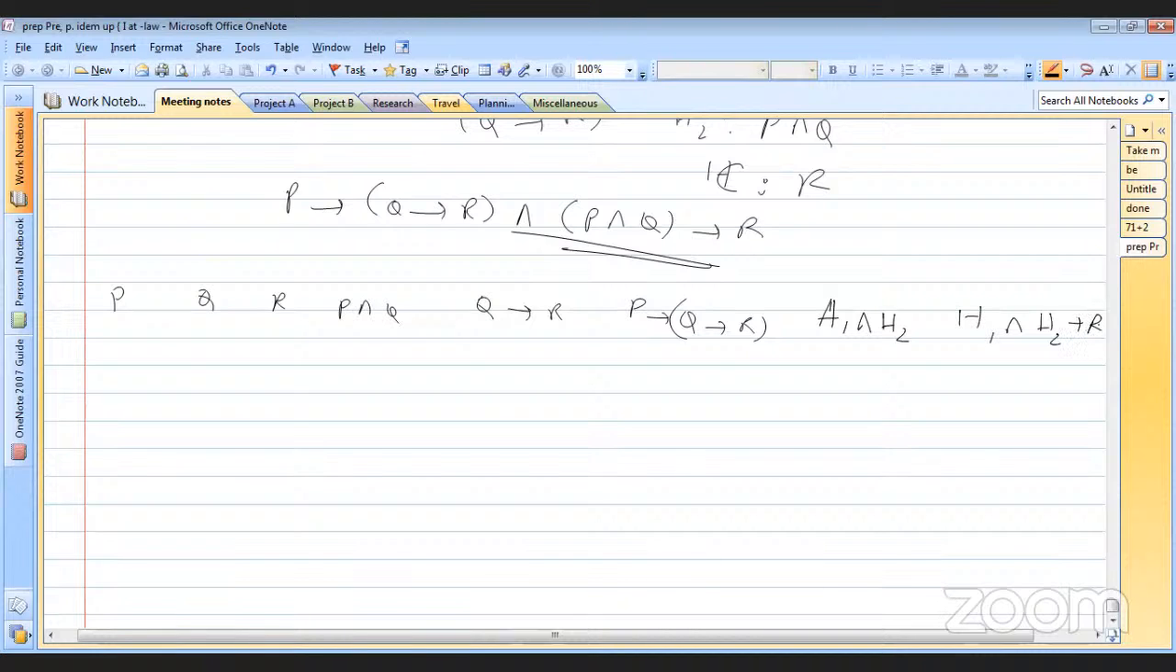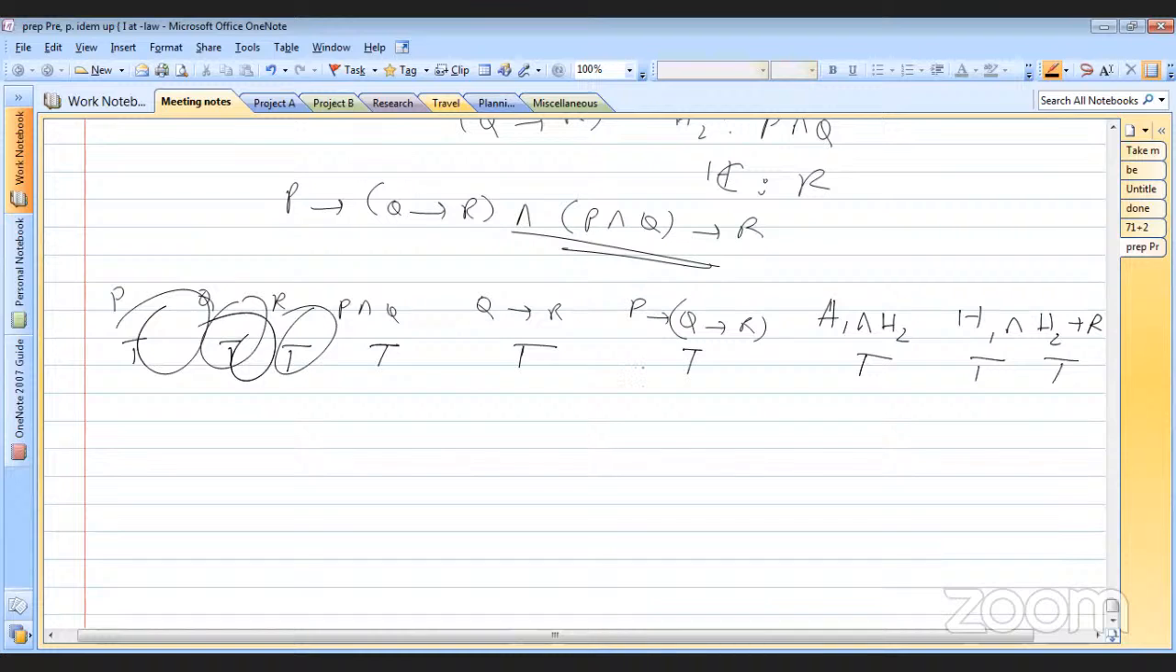Suppose we take P, Q, R all as T. P and Q are both true, Q and R are both true, and P and Q are both true values. So everything is true, because we are taking all the values of P, Q, R as T.